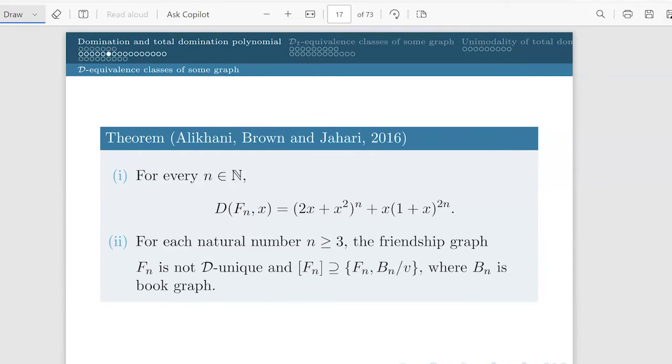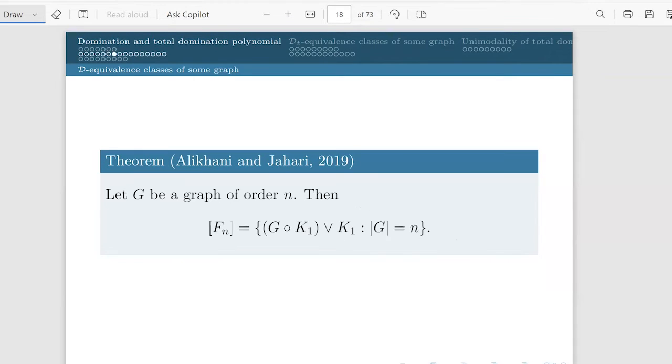Okay, as another example, you see a theorem by me and Jason Brown in Canada, and Jahari, my former PhD student, that the domination polynomial of the friendship graph is obtained by this formula, and we could prove that the class of F_n, which is a friendship graph, contains F_n and B_n minus V. And after 2 years, we could characterize the d-equivalence classes of friendship graphs, as you see. It is exactly this set.